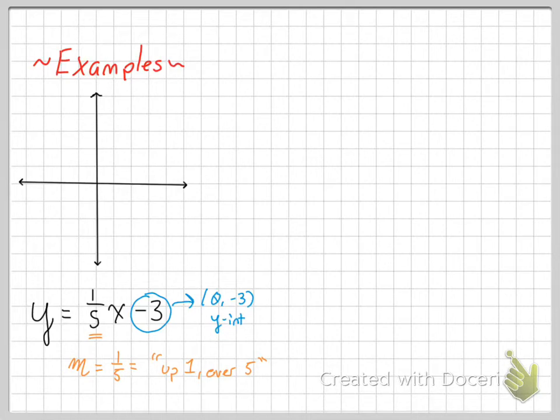So all I have to do from this point is plot (0, -3), count up 1 over 5, and since this is linear, once I have 2 points, I can connect them and graph it.